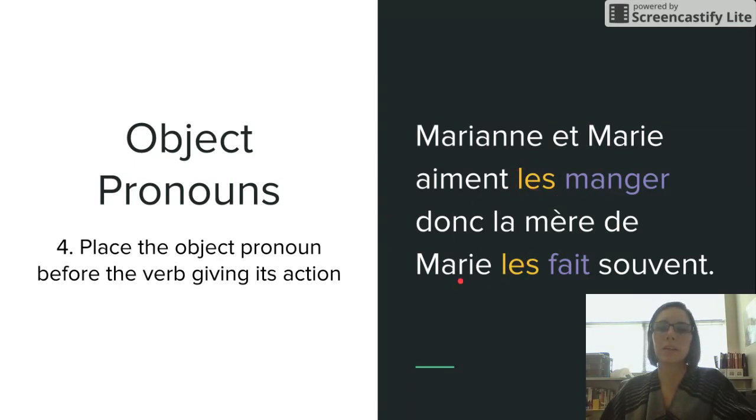Donc, la mère de Marie les fait souvent. What is the mère making? She's making the fries, so les will come before fait because that's the verb giving the fries the action of being made.